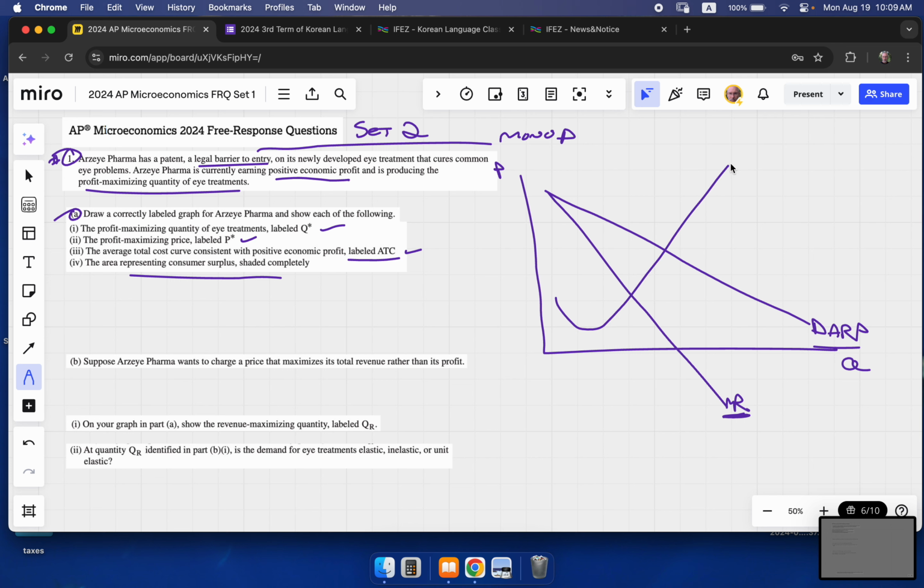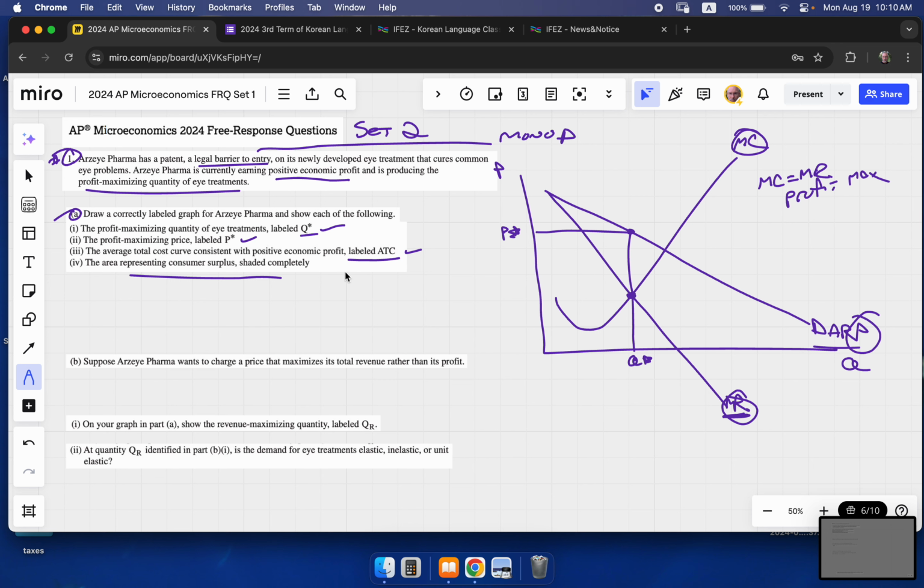Let's draw in a marginal cost curve. Now, what we recognize is where marginal cost equals marginal revenue, that is profit max. And we're going to show that quantity right there. That is what we're going to call Q star. Now, this is your price curve right here. So all prices on a monopoly have to go from profit max straight up. That is your price on this monopoly right there. So we'll show that as P star.